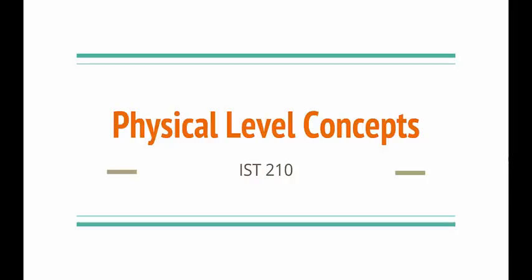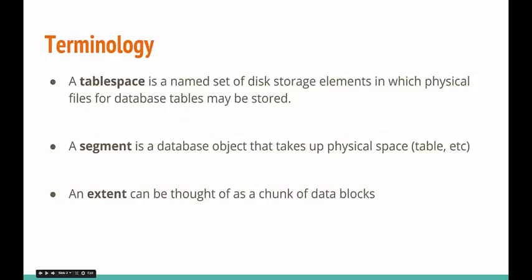In this presentation, we'll discuss some terminology often associated with physical level concepts, including the idea of partitioning, which is mentioned in Chapter 8. Some terminology you may have run across in your reading or may have heard in some of the resources that you've looked up are table space, segment, and extent. These are physical level concepts about how a database management system organizes the database therein.